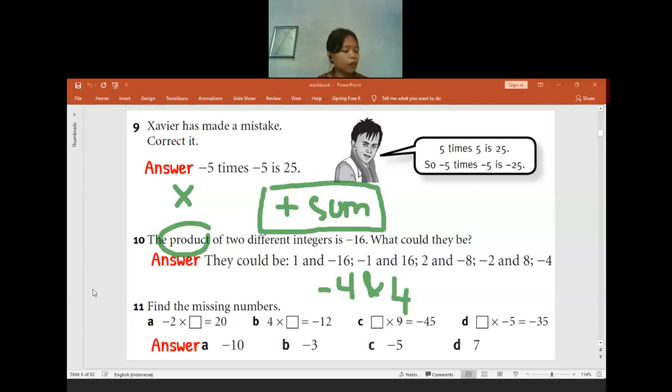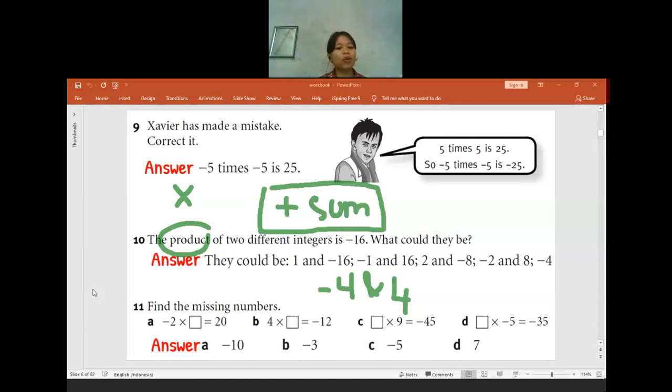For question 11, we have a multiplication box. To find the number in the box, we can just do division. So we can do 20 divided by negative 2. The answer will be negative 10. And then for the B, negative 12 divided by 4. The answer will be equal to negative 3. For the C also, you can do division, negative 45 divided by 9. For the D, negative 35 divided by negative 5, which is equal to 7.